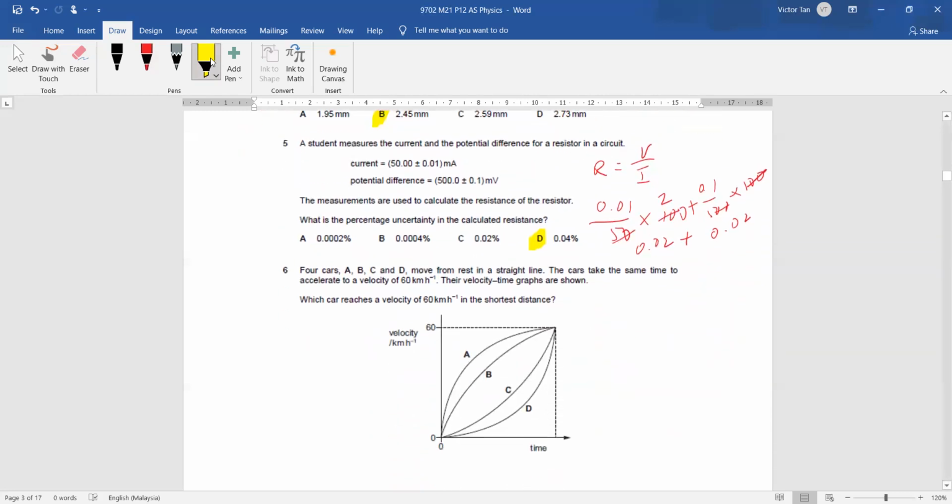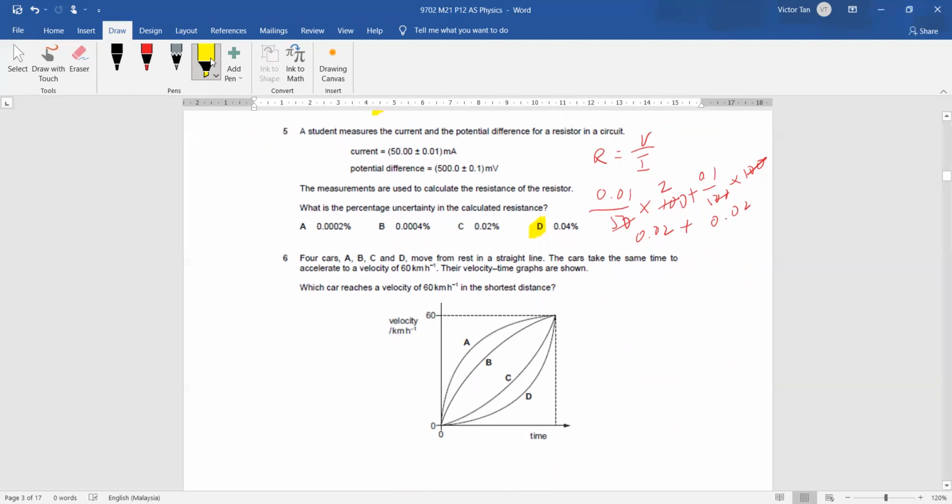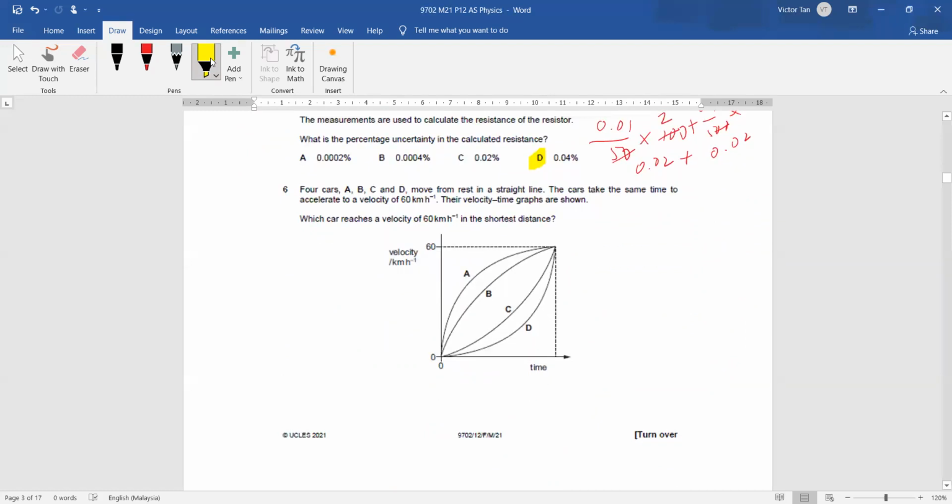Four cars A, B, C, D move from rest in a straight line. The cars take the same time to accelerate to a velocity of 60 kilometers per hour. The velocity-time graphs are shown. Which car reaches a velocity of 60 kilometers per hour in the shortest distance? So distance is the area below the graph. So D will have the smallest area.